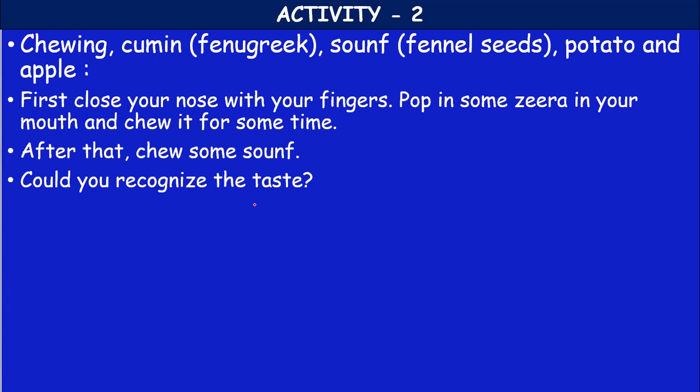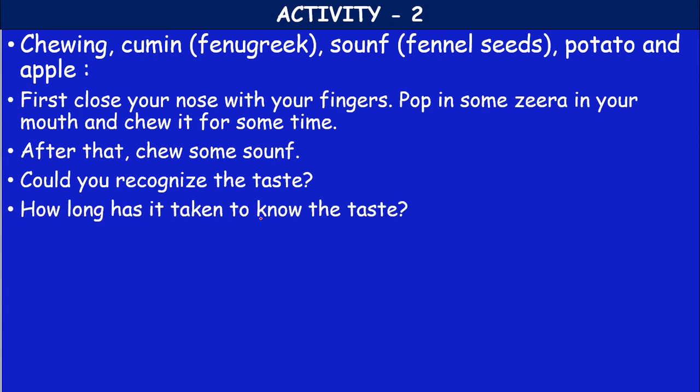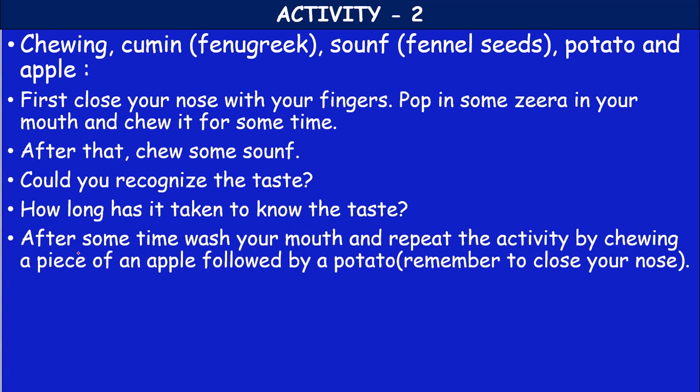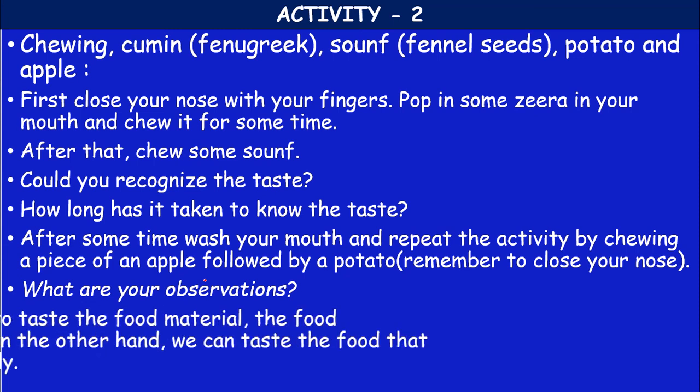How could you recognize the taste? Could you recognize the taste? How long has it taken to know the taste? So you have to do these activities to experience it personally. Okay? So after some time, wash your mouth and repeat the activity by chewing a piece of an apple followed by a potato. Remember to close your nose. So what are your observations?